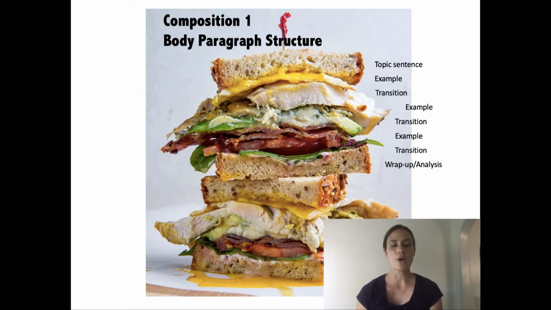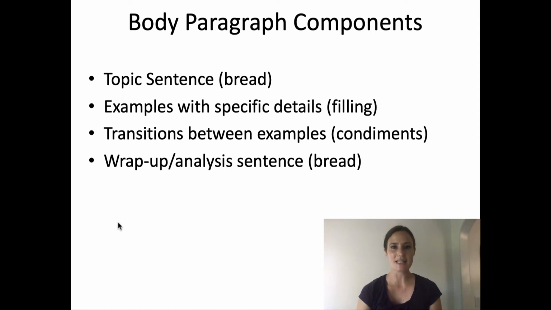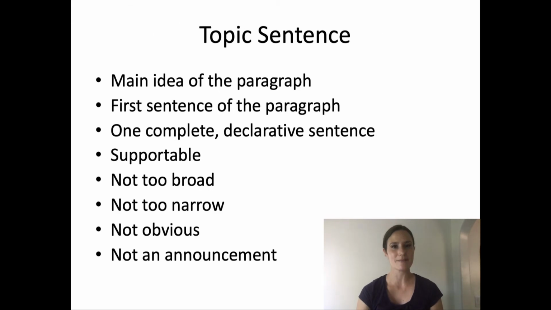Let's look at all of those components in more detail: the topic sentence, the examples with details, the transitions, and the wrap-up sentence. Let's first zoom in on that topic sentence or that first piece of bread. So as you might know, a topic sentence should be the controlling idea or the main idea of the paragraph. If you know what a thesis is, think of a topic sentence as the thesis of that one body paragraph. A topic sentence is often a sub-point or a smaller point of the thesis.